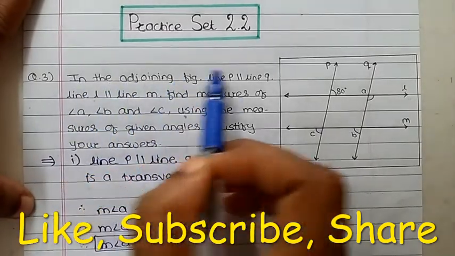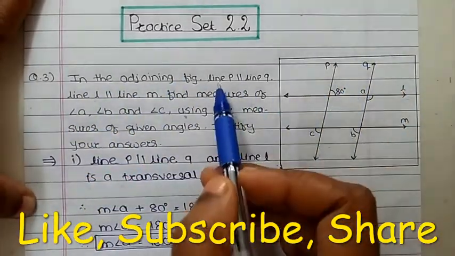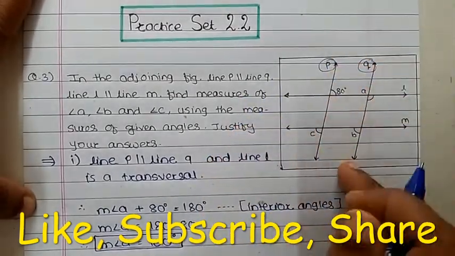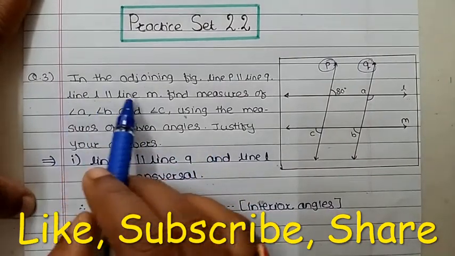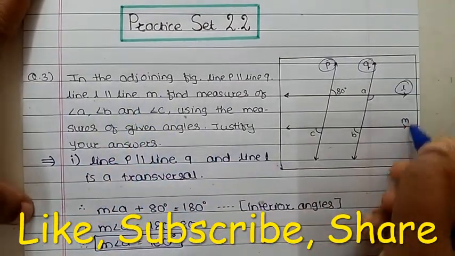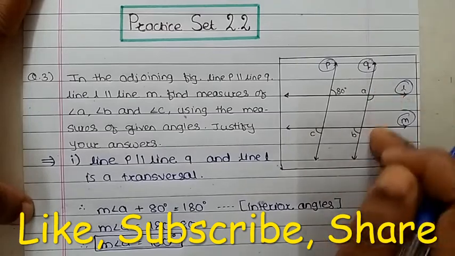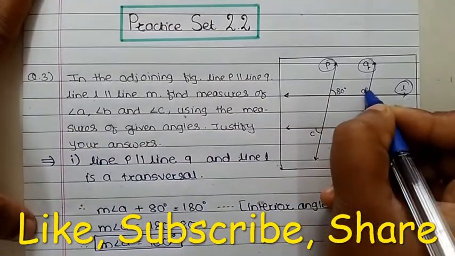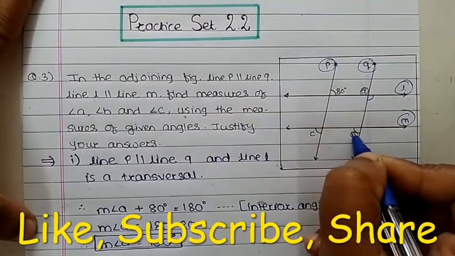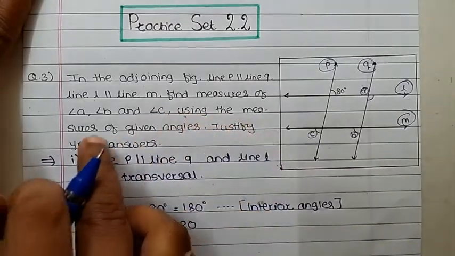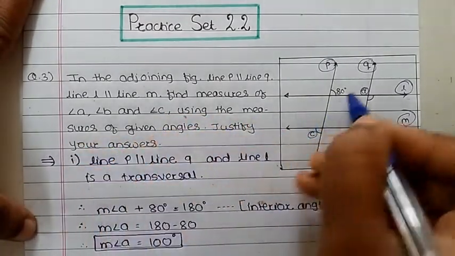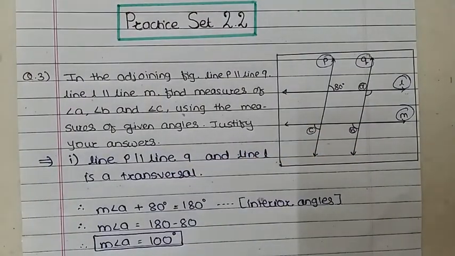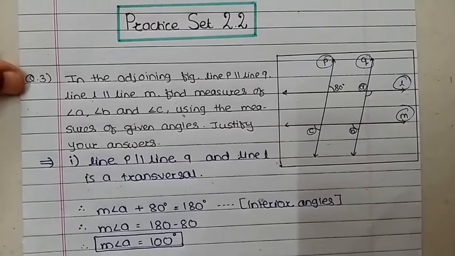In the adjoining figure, this one, line P is parallel to line Q. These two lines are parallel to each other, and line L is parallel to line M. Find the measures of angle A, angle B and angle C using the measures of the given angles. We are given one angle here, that is 80 degrees, and we have to justify our answer and show how to calculate the answer.